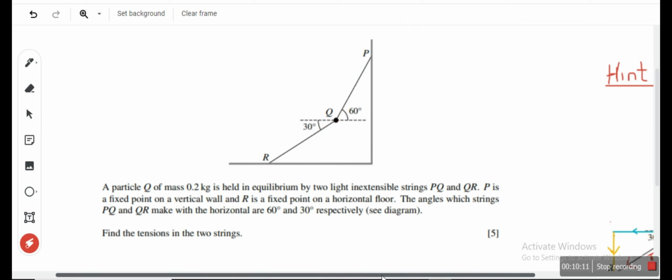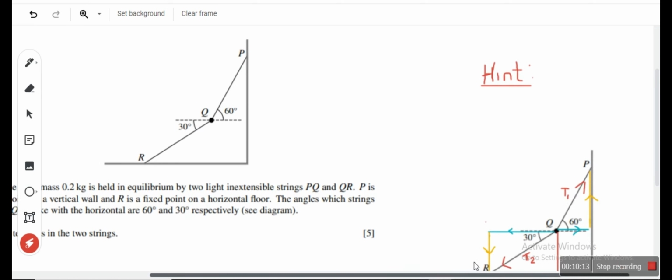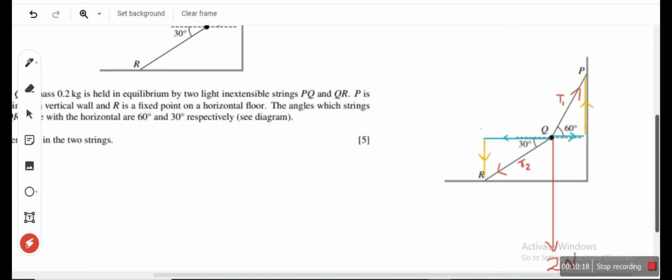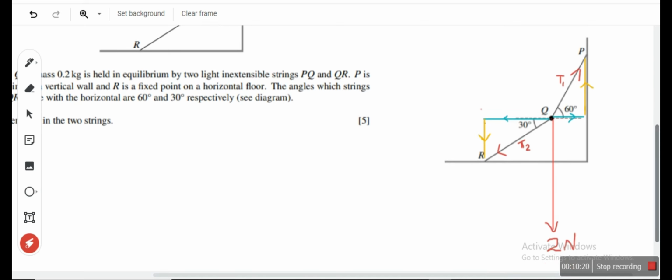Now, the same thing we did in the previous one, by resolving forces that are not on the plane of reference or perpendicular to it. So the tensions are T1 and T2. That's what we're expected to find. T1 can be resolved into horizontal and vertical components. T2 can be resolved into horizontal and vertical components. This 2 Newton is already on the vertical plane, so it doesn't need resolution.